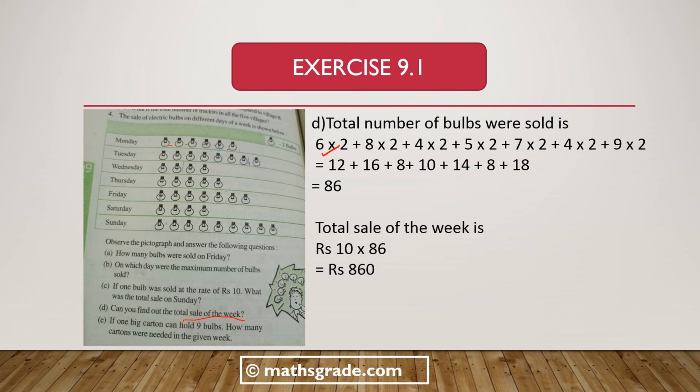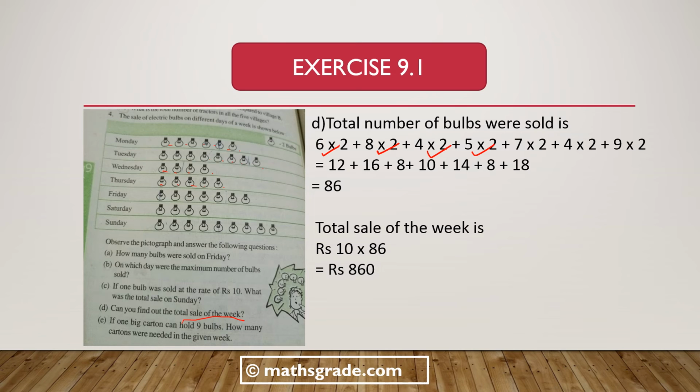And the number of bulbs sold on Tuesday is 1, 2, 3, 4, 5, 6, 7, 8. 8 multiplied by 2 bulbs, that is 16 bulbs were sold on Tuesday. On Wednesday, there are 1, 2, 3, 4. 4 multiplied by 2, that is 8. 8 bulbs were sold on Wednesday. On Thursday, there are 1, 2, 3, 4, 5. 5 multiplied by 2 is 10. 10 bulbs were sold on Thursday.